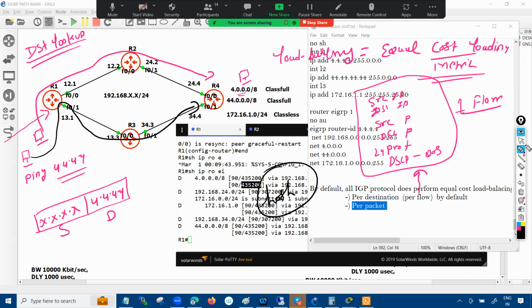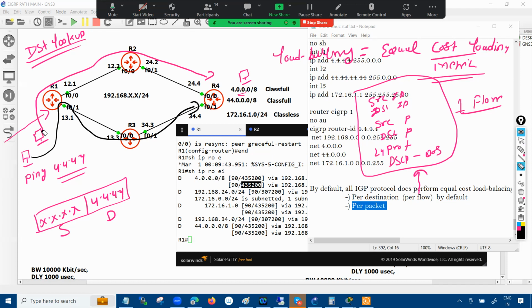So just remember one thing: you have two types of load balancing algorithm. One is called per destination, one is called per packet. In per packet, what happens? The packets will be divided: 50% of packets will go this way, 50% of packets will go this way. In per destination, what happens?